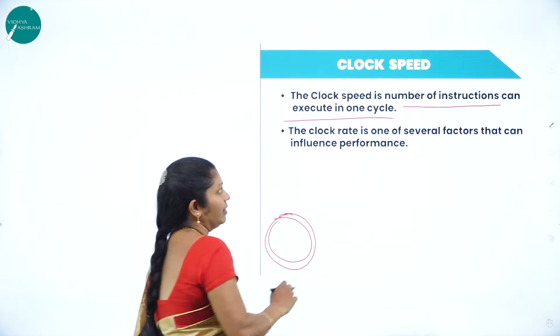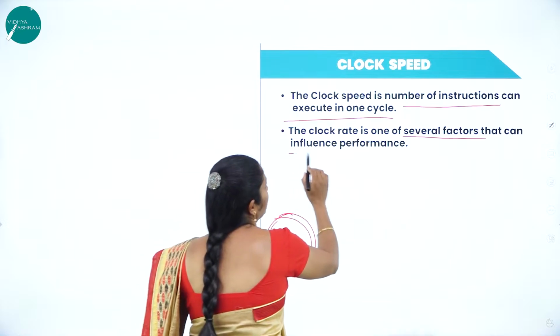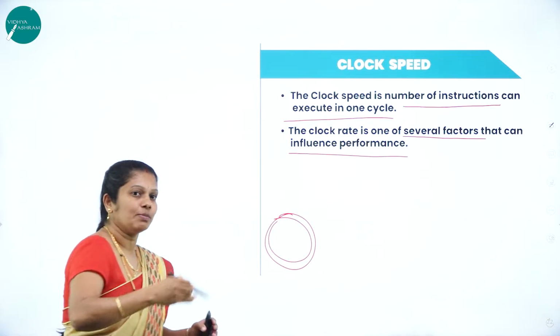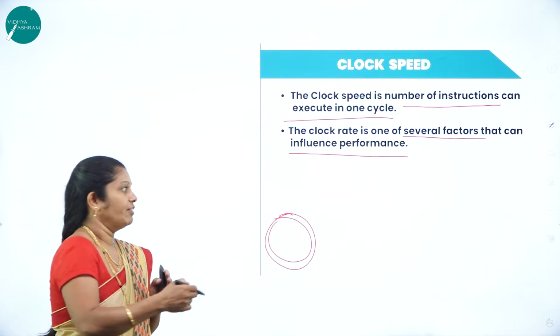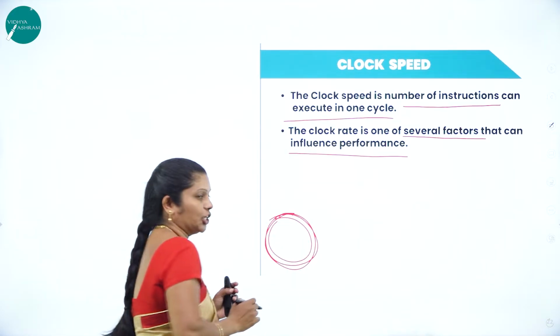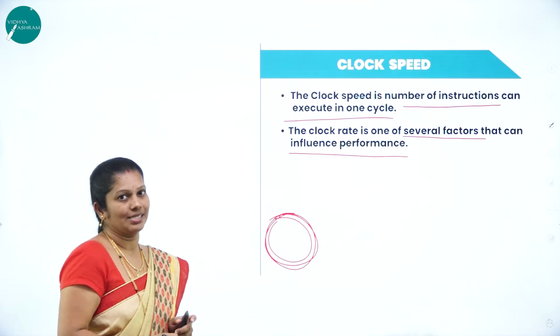The clock speed rate is one of several factors that can influence performance. As the clock speed increases, more instructions are executed. For example, in one cycle, if more instructions are executed, then the execution speed also increases.